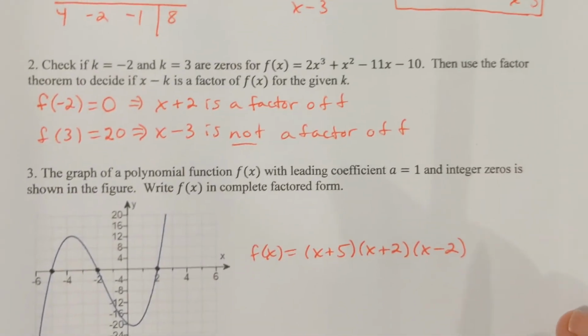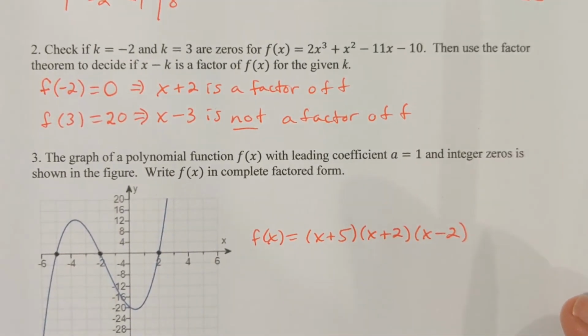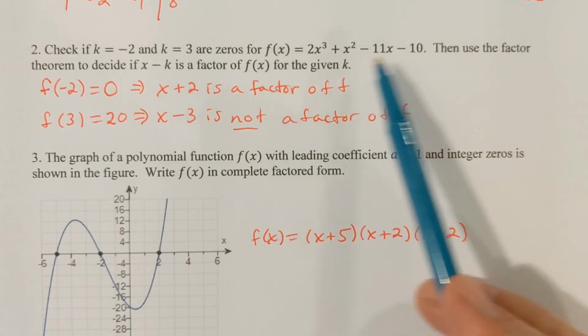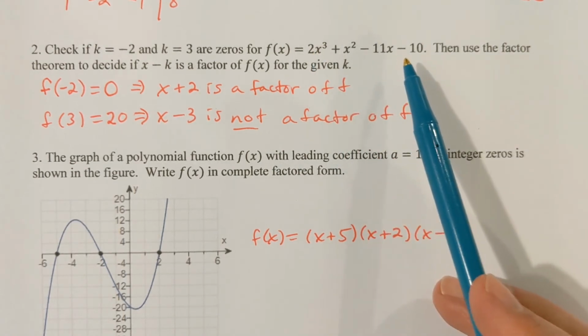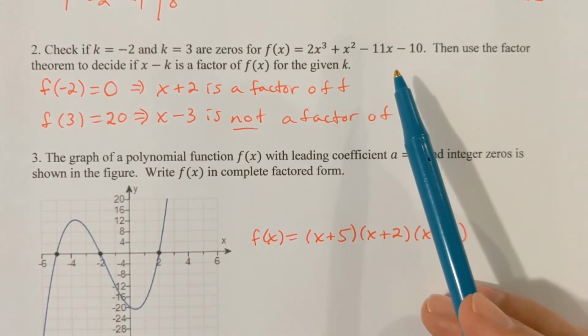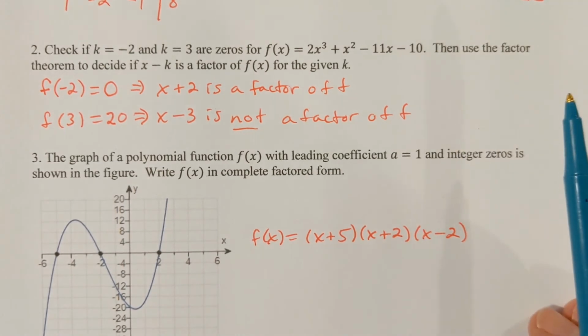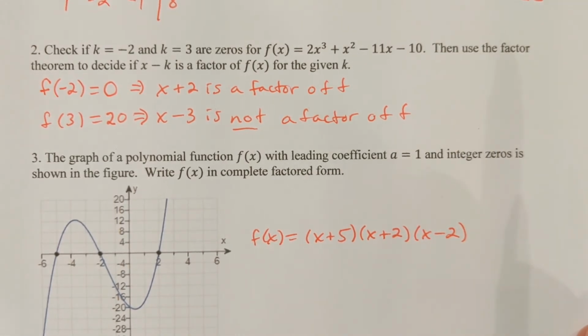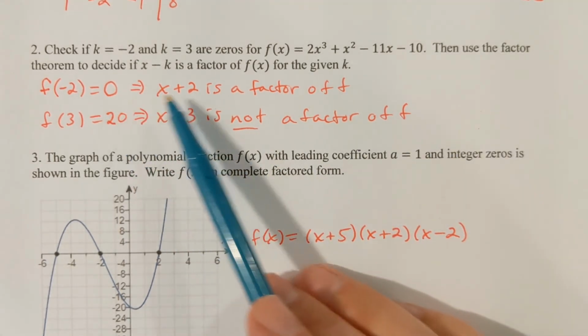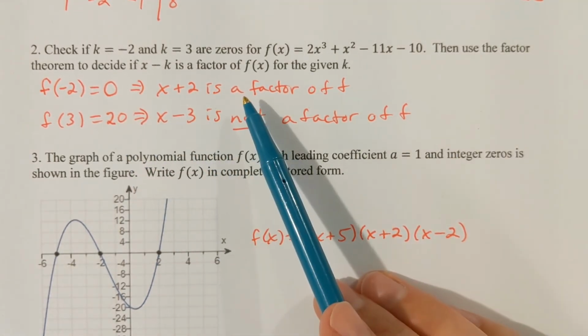Okay, problem 2. We want to check if these two numbers, negative 2 and 3, are zeros of the function f of x. Then use the factor theorem to decide if x minus k is a factor of f of x for the given k value. Remember that if k is a 0, then x minus k would be a factor.